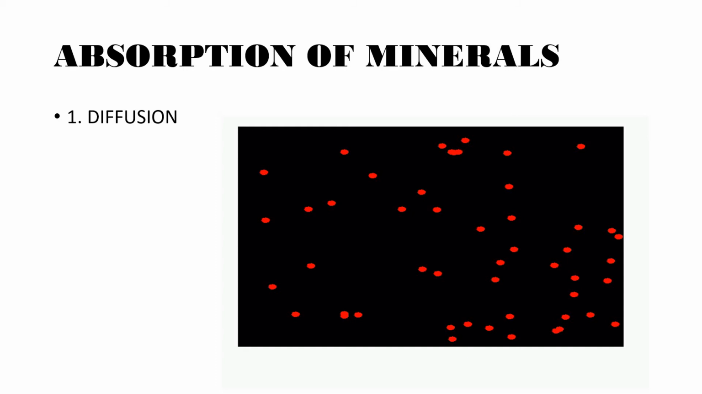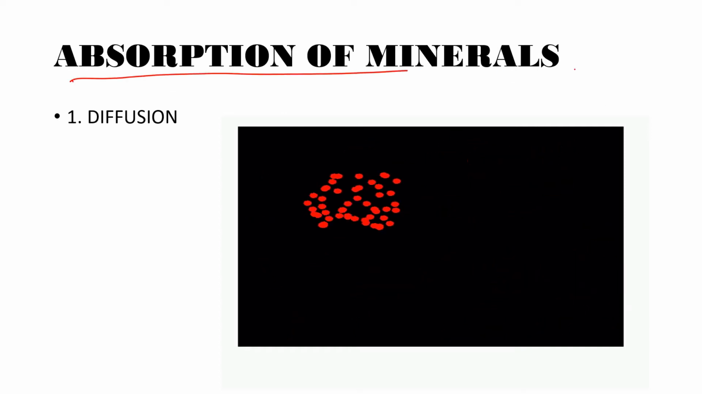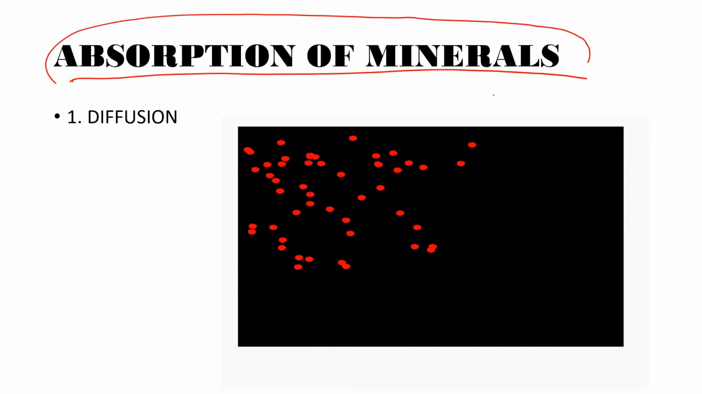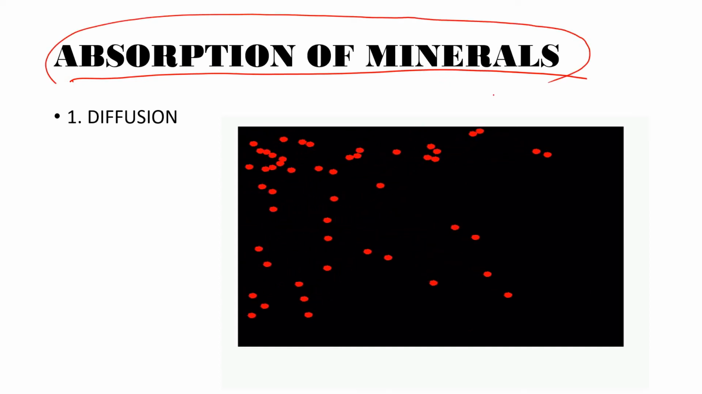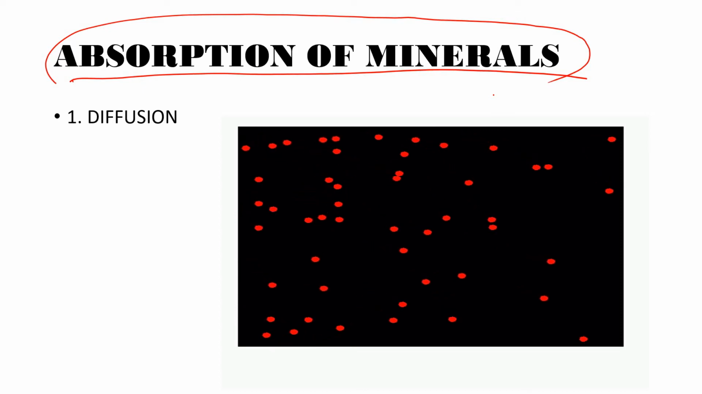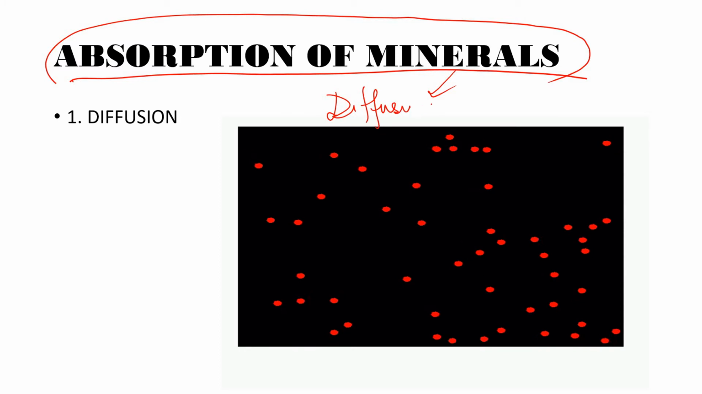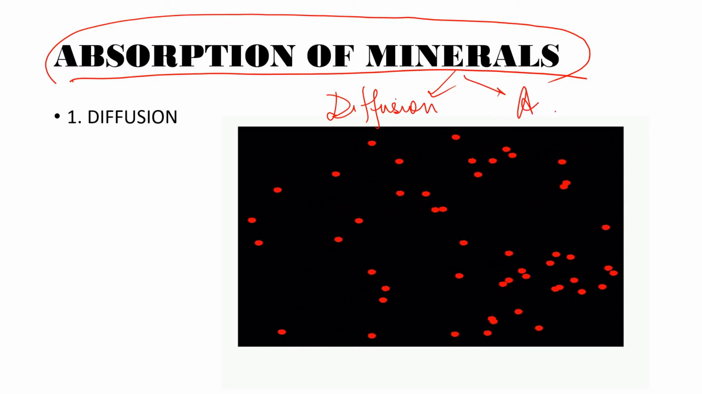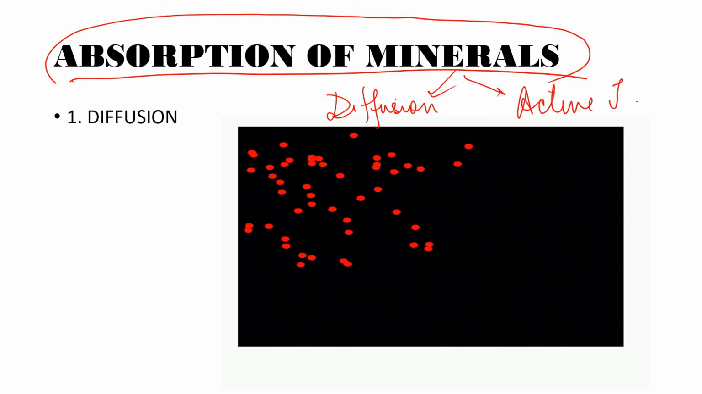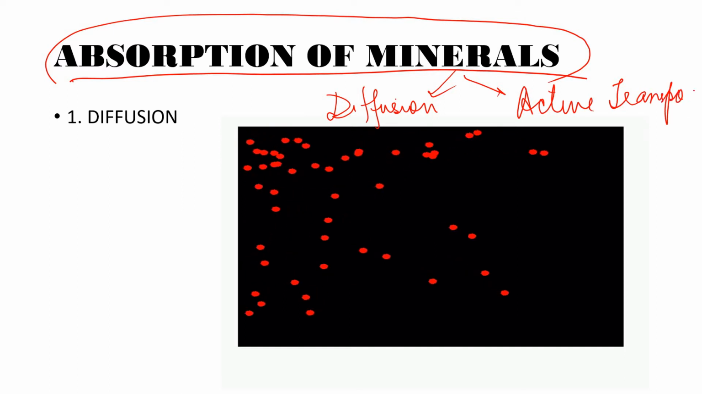Yes, so after knowing what are the important minerals or nutrients required by the plants, now we'll be studying about how the minerals are absorbed by the roots and the plants. Now there are two processes of absorption of minerals. One is diffusion and the other is active transport.